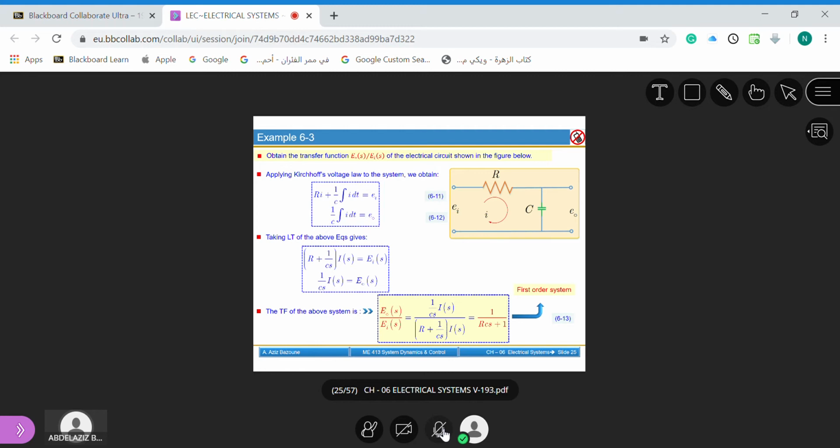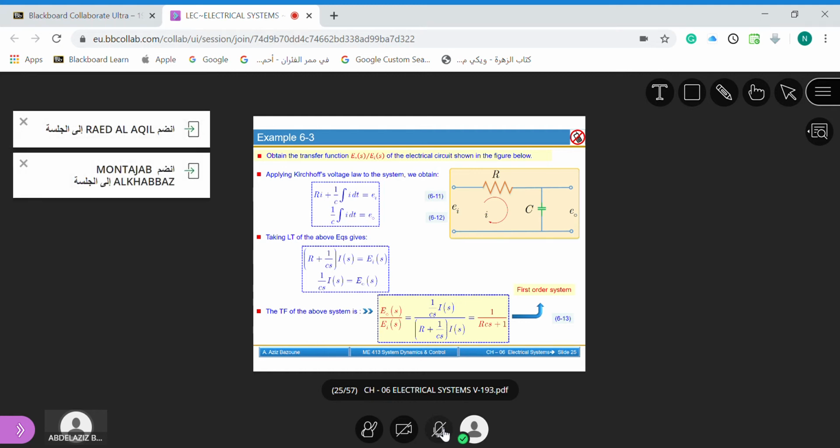So we defined the KVL, Kirchhoff voltage law, and we said the total voltage across any closed loop is equal to 0. And we also saw the KCL, the Kirchhoff current law, and we said the currents entering any node are equal to the currents leaving the node.